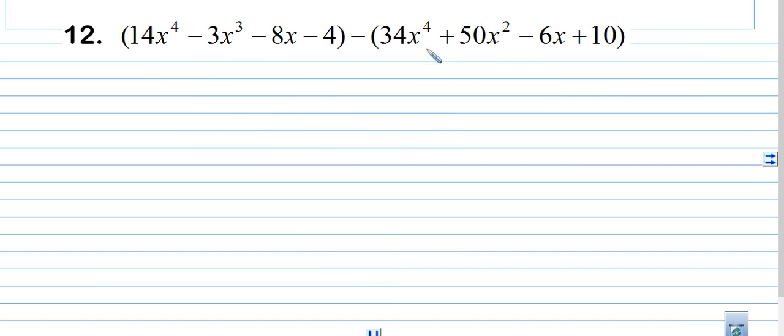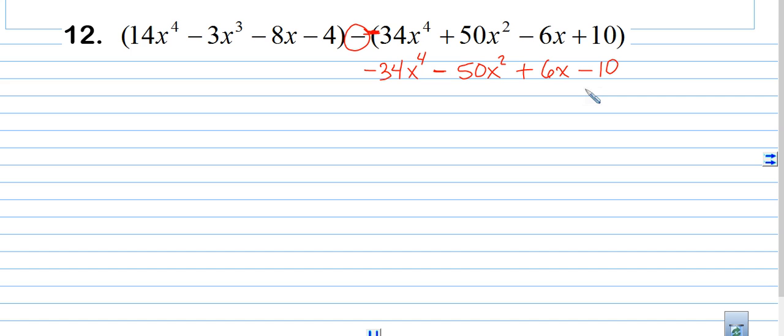Okay, so now we have this really big one. It has no exponents on the outside of the parentheses, no numbers in front, but we do have the subtraction sign here, so we'll have to be mindful of that. It is my suggestion to you to go ahead and distribute that. A negative times a positive is a negative, so you'll get negative 34x to the fourth. A negative times a positive is a negative 50x squared. A negative times a negative is a positive 6x, and a negative times a positive is a negative 10.